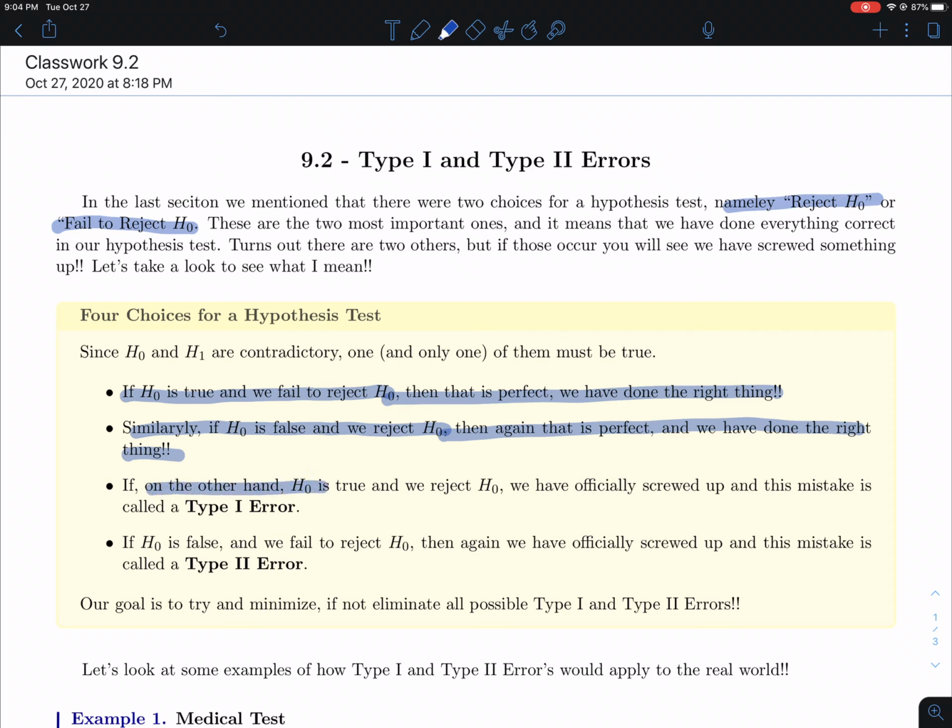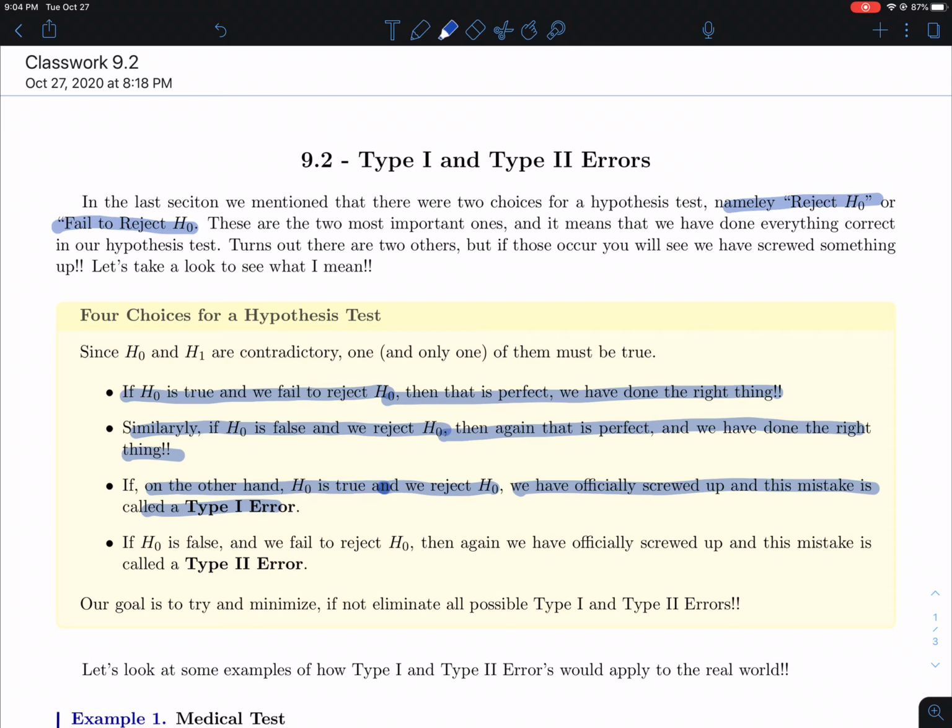If H naught is true, but we reject it, that means we've officially screwed up. This mistake is called a type 1 error. The idea is H naught is true, but we should have failed to reject it. Instead, we reject H naught and say our alternate claim is true. In my example from before, the claim that 90% of people love math might be true, but I don't believe it. So I reject H naught, and I say that for certain, 90% of people love math and stuff like that.